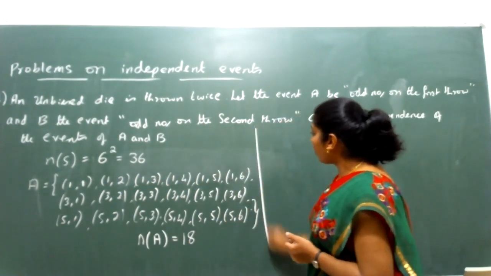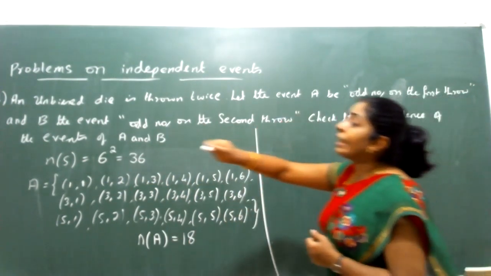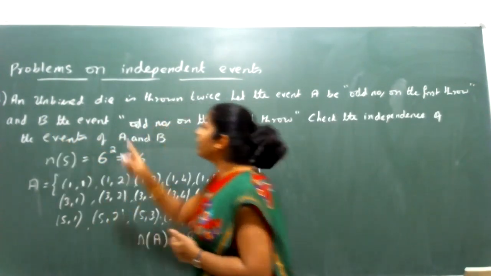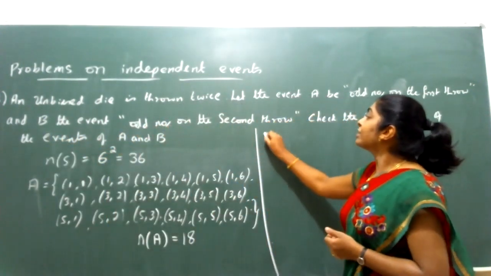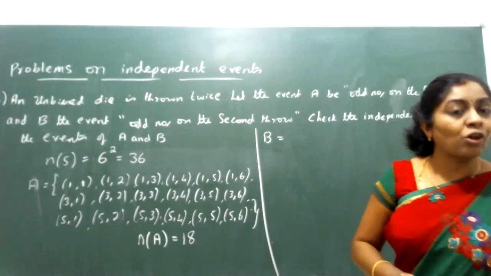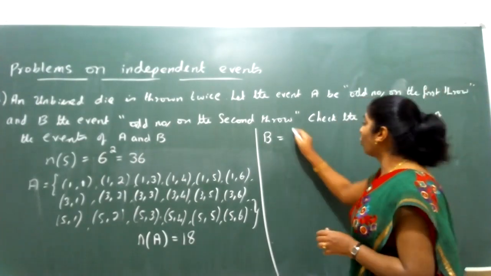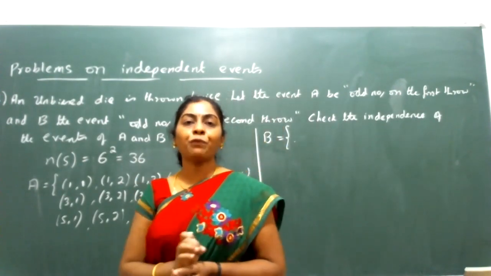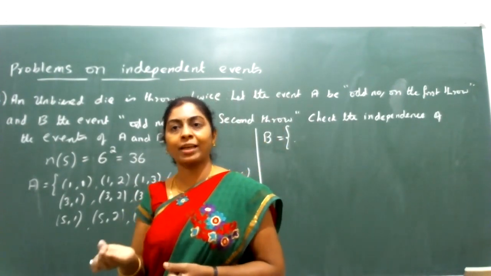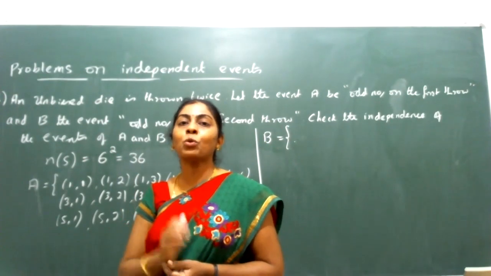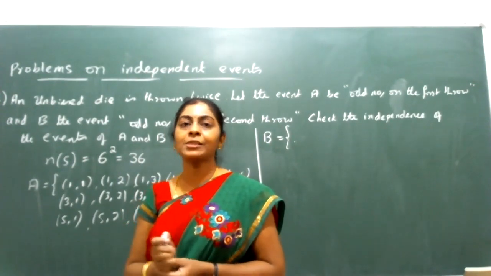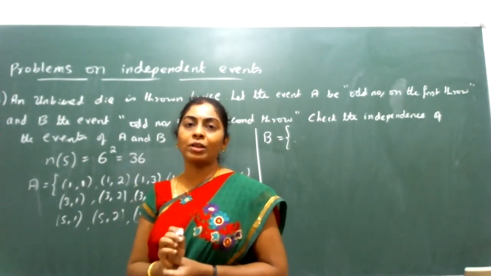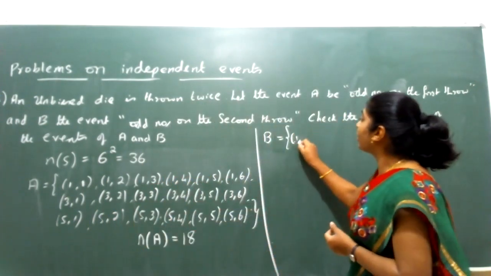Then the next one I consider is event B. How is event B defined? An odd number on the second throw. We just have to reverse it: the odd number on the second throw. We know that the odd numbers are 1, 3 and 5, which I have to consider on the second throw, whereas on the first throw I have to use all the 6 faces, that is, all the numbers from 1 to 6. So the first odd number, I will take as 1.